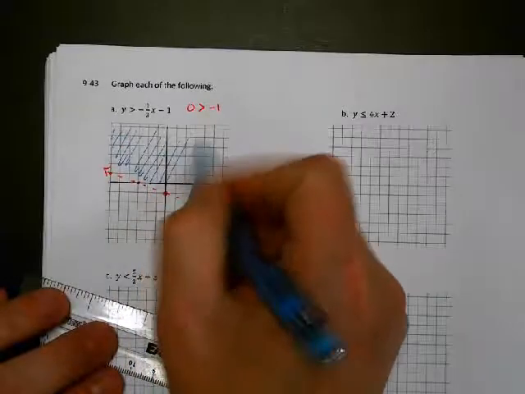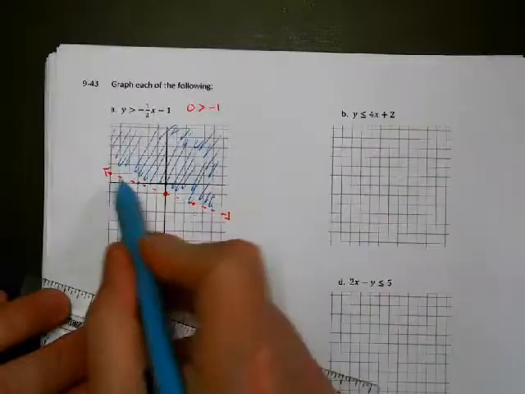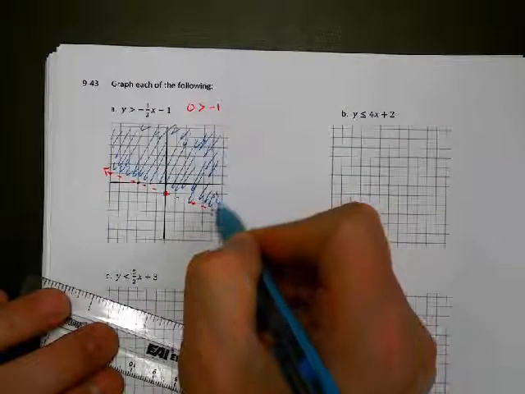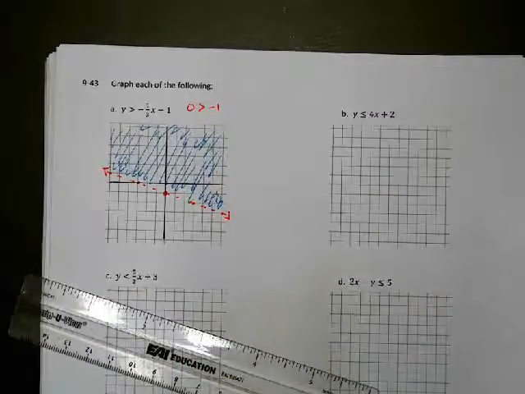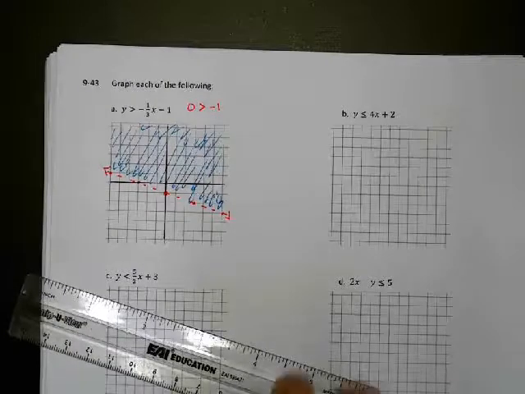So there's all my solutions up there. The dotted line means those are not solutions. The shaded area means that's where we can find all the other solutions. Any point in that shaded area is a solution for this inequality. Next.